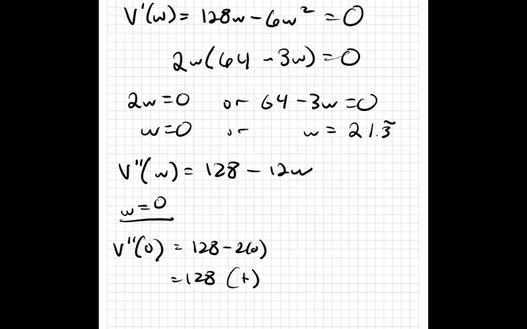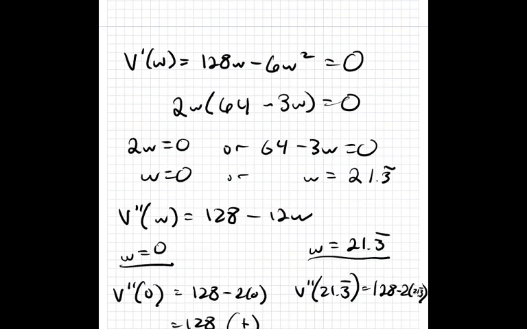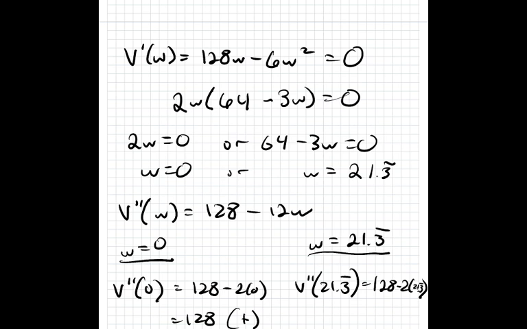Let's evaluate when W is equal to 21.3 bar. V double prime of 21.3 bar is 128 minus 12 times that 21.3 bar. That's going to be positive. Is that right? Shouldn't it be negative? Concave up. How could this happen? I'm trying to get an image in my mind.